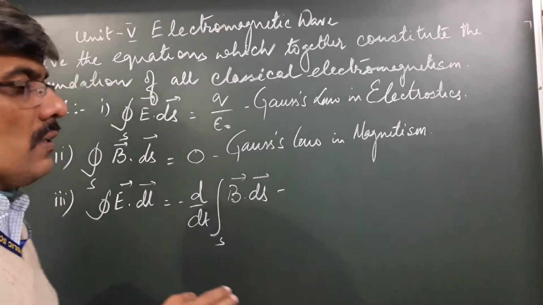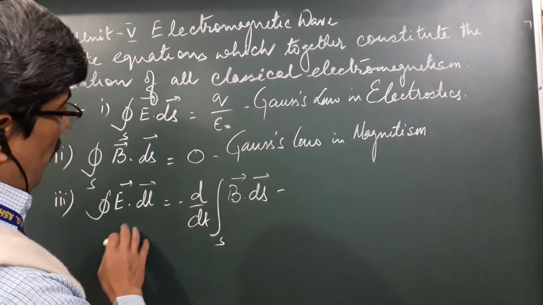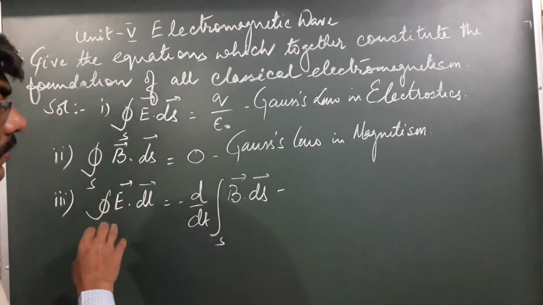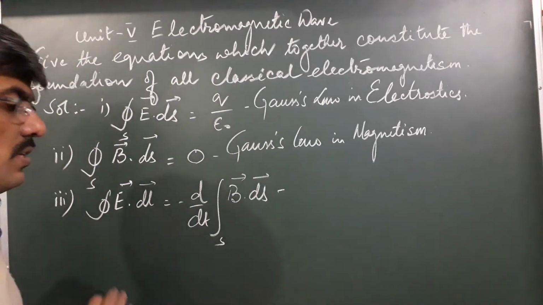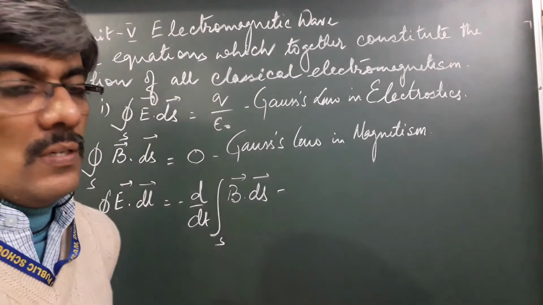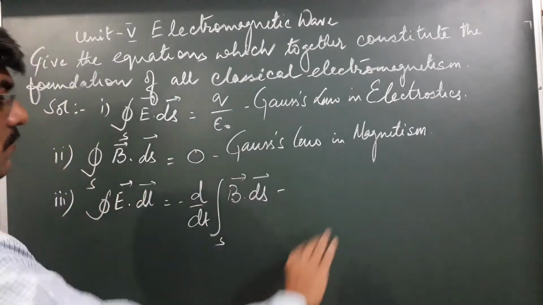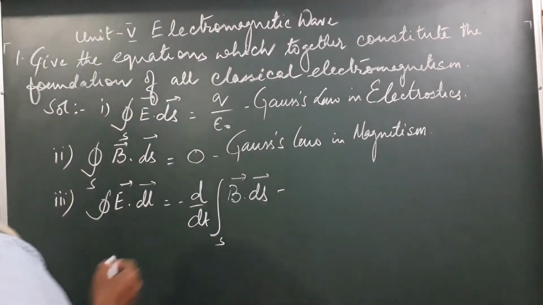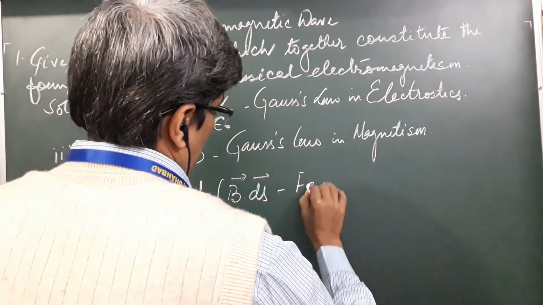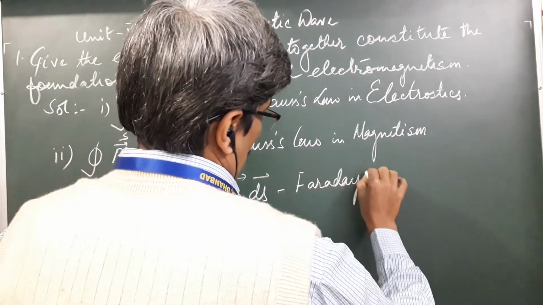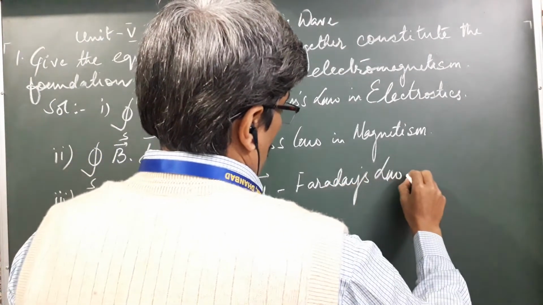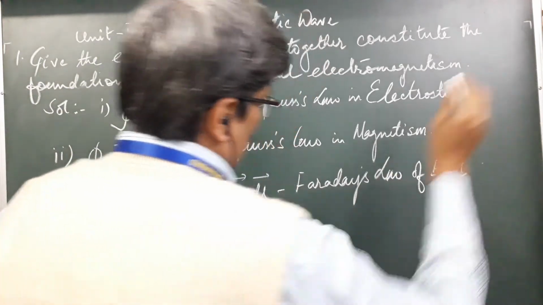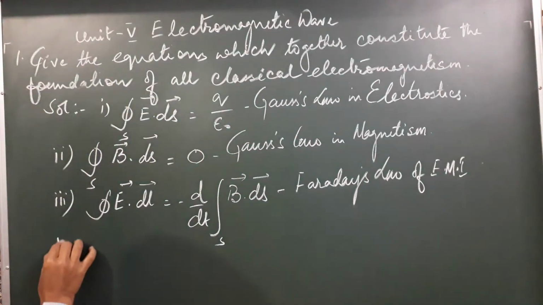So E dot dl is the EMF generated. E is the electric field and dl over a closed path integral is a closed path. So that is the induced EMF, and B dot ds, as you all know, is the magnetic flux. So this together gives the elaborate form of Faraday's law of electromagnetic induction. So we can write it as Faraday's law of electromagnetic induction. The third is done.